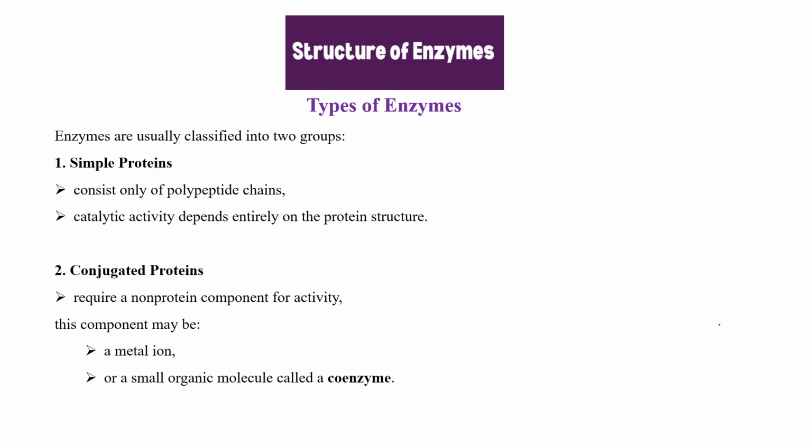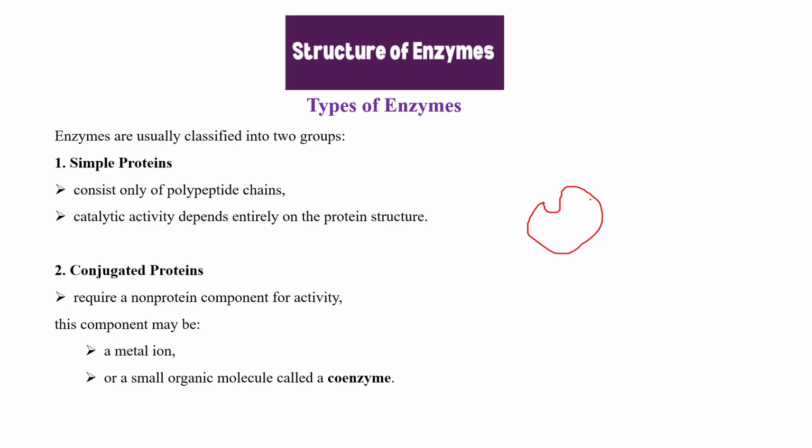So the structure of the enzyme. Types of enzymes. Enzymes are usually classified into groups. They are classified into two main groups. We have the simple protein enzymes, and we also have the conjugated proteins. So we are talking about a simple protein enzyme. They consist of only their polypeptide chain. They are just enzymes with their active sites, nothing else.